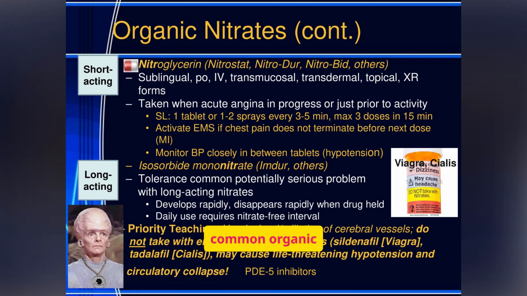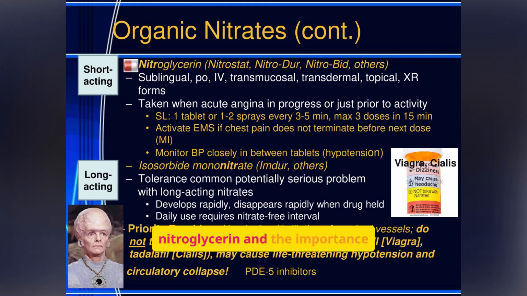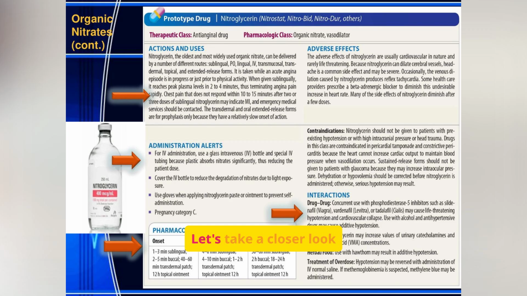Nitroglycerin is a common organic nitrate. We'll discuss how to take nitroglycerin and the importance of avoiding erectile dysfunction drugs. Let's take a closer look at nitroglycerin, including its actions, uses, and potential adverse effects. Action: vasodilation. Uses: angina, MI. Adverse effects: headache, hypotension, flushing. Long-acting forms, like patches, require nitrate-free intervals to prevent tolerance.